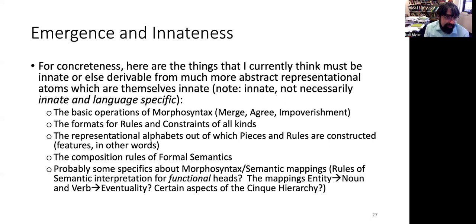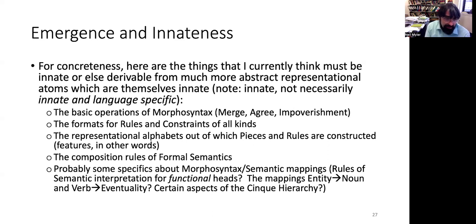Probably the rules of semantic interpretation for functional heads. So, for example, the rules of allosemy that apply to Voice or I star presumably have to be innate. The mappings: if something denotes an entity, then it is of category noun, and if something is of category verb, then it denotes an eventuality. Those might well be innate. Certain aspects of the Cinque hierarchy might be as well. Again, some of this stuff will be innate, but not in a language-specific way. Some of it will be language-specific.